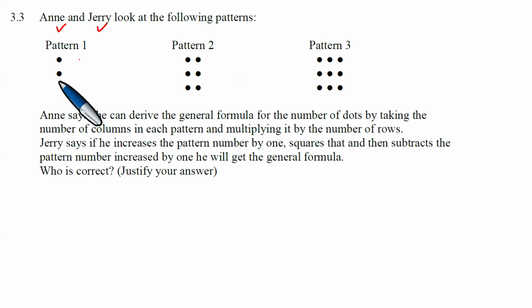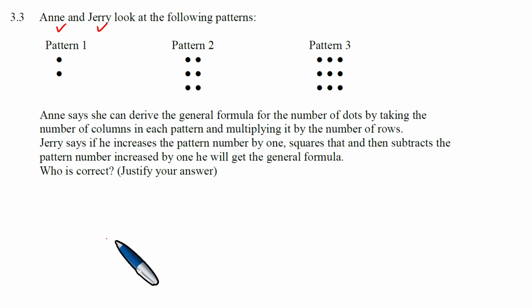Okay, I repeat. Anne and Jerry look at the following patterns. Pattern 1, there are 2 dots. Pattern 2, 4 dots. Pattern 3, 6 dots. Anne says she can derive the general formula for the number of dots by taking the number of columns in each pattern and multiplying it by the number of rows. Jerry says if he increases the pattern number by 1 and squares that, and then subtracts the pattern number increased by 1, he gets the general formula. Who is correct between the two?